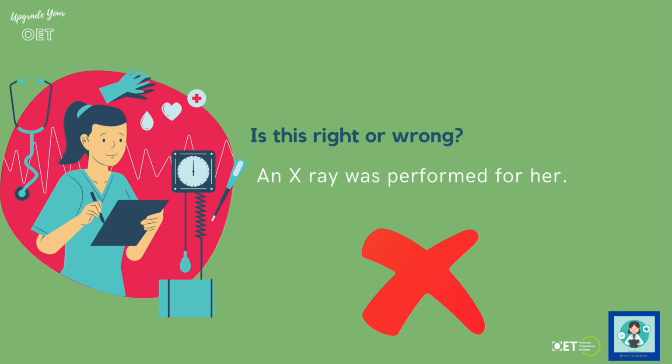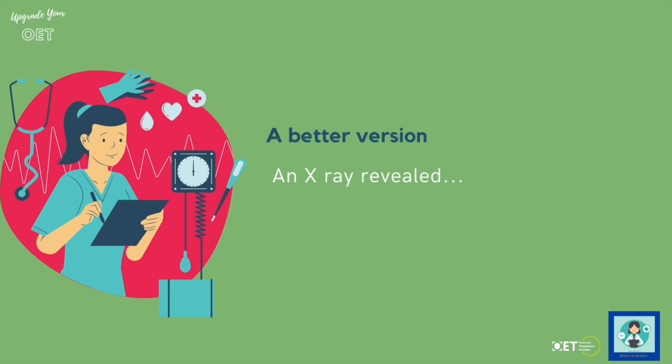What did you think? It's wrong again, isn't it? Why? Again, too many unnecessary words. Just keep it simple. An X-ray revealed or an X-ray showed. Use the past simple. Don't go into using the passive unnecessarily.